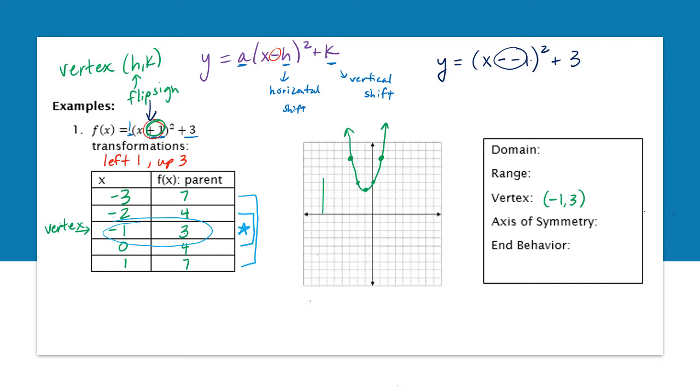All right, for domain, we're talking about how far left and right will this graph go if I went on forever and ever to the left and right. And the answer is it would keep going left and right. So my answer there for domain is all real numbers.